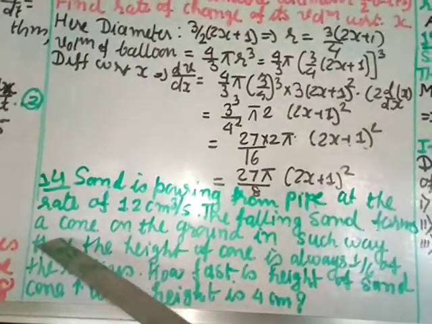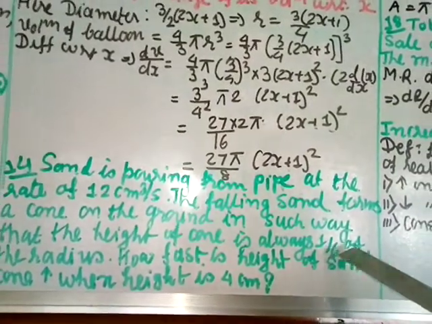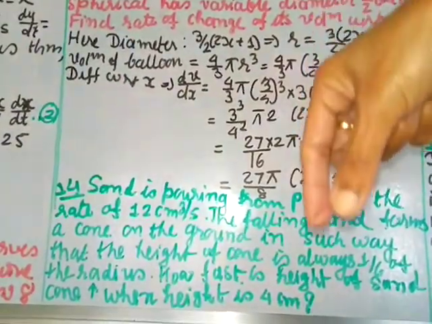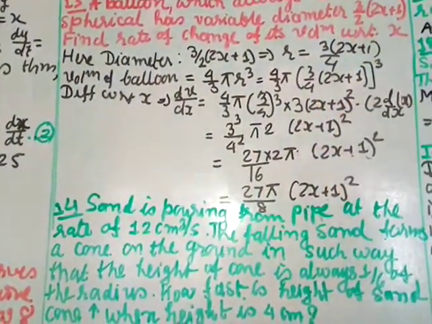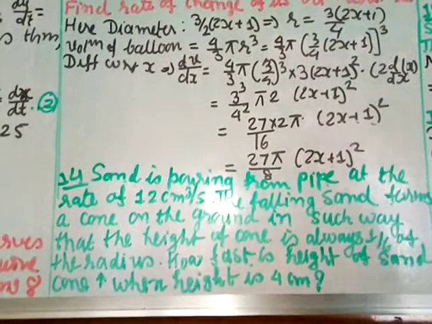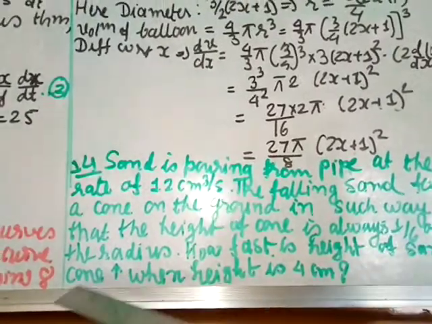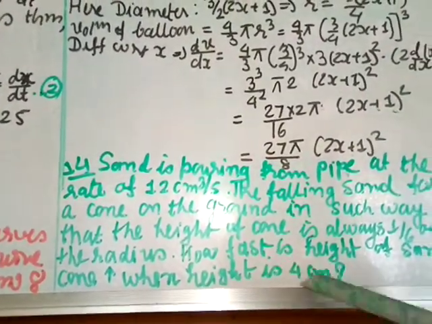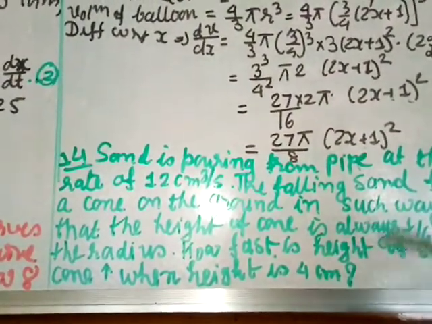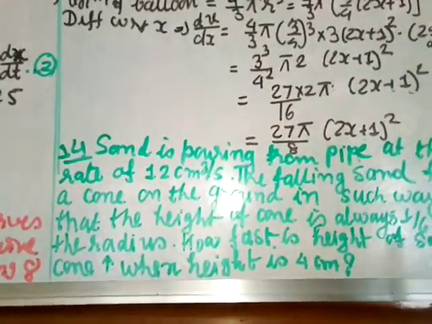The falling sand forms a cone on the ground in such a way that the height of the cone is always 1/6 of the radius. So when you are pouring the sand, it is forming a cone, and the height and radius have a relation. The height remains 1/6 of the radius. Then you have to find how fast the height of the sand cone is increasing when the height is 4 centimeter. So they have asked us to find the change in height: if I take h, it is dh by dt, when the height is 4 centimeter.